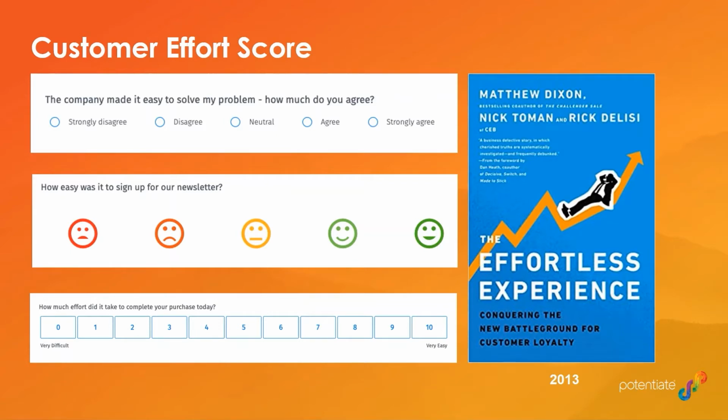So I'm hesitant to say this started in 2013 because some people were measuring it much earlier, but it became much more talked about from about 2010, 2013, 2015. Focusing instead on the effort that it took to make that purchase, to use the online service, to sign up for a newsletter. And the customer effort score doesn't have just one version, so you can ask it 0 to 10, strongly disagree to strongly agree. We can use the emoticons. There is a useful book talking about why the effortless experience is so important. I certainly recommend having a look at that. And that was another dimension to the customer experience.